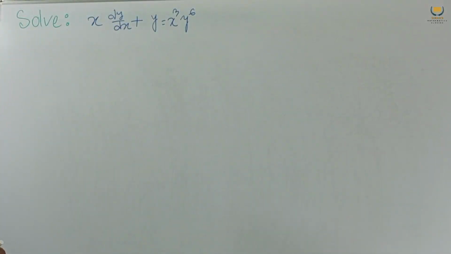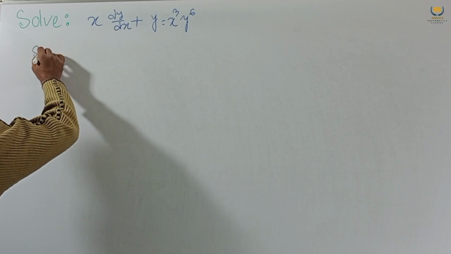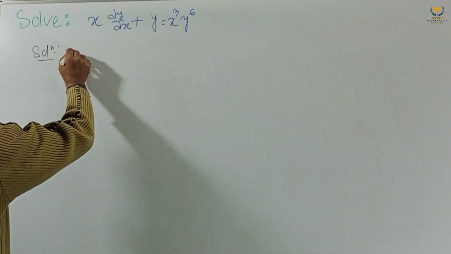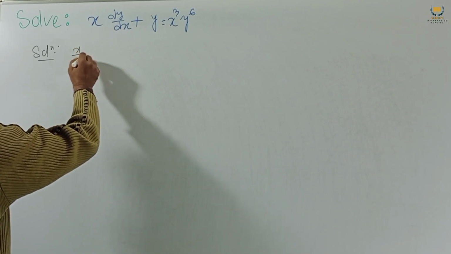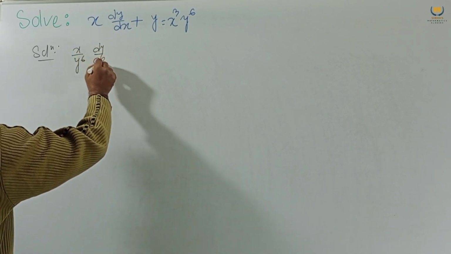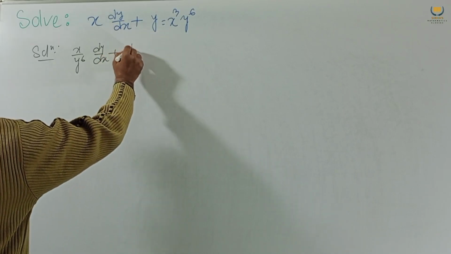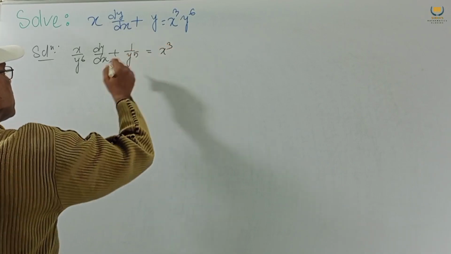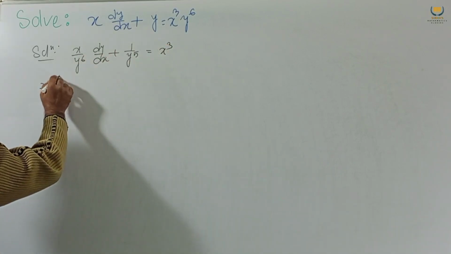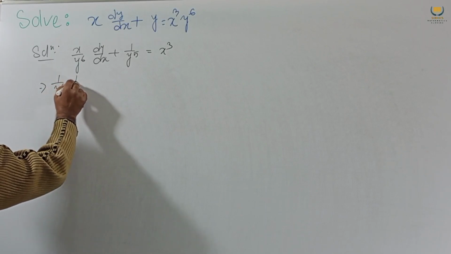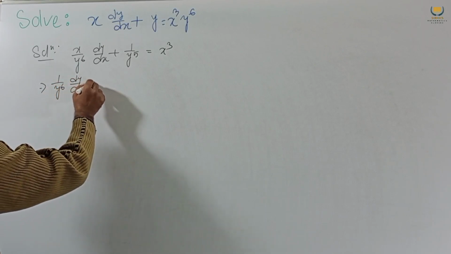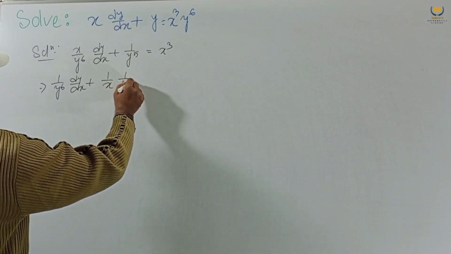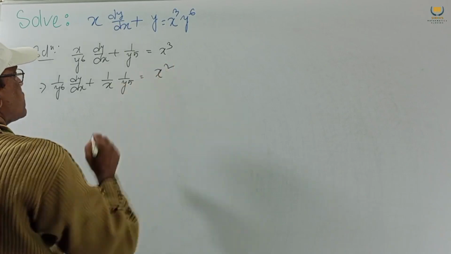This problem: first divide both sides by y to the power 6, x by y to the power 6 dy dx, y to the power 6, then y to the power 5 x cube, and dividing by x also, 1 by y to the power 6 dy dx, 1 by x, 1 by y to the power 5, this is x square.